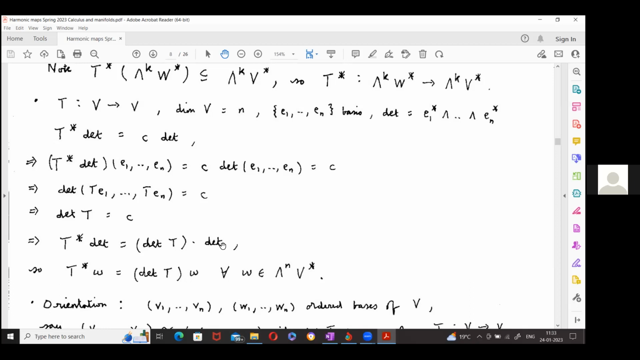So therefore, now since the determinant here, det, is a basis for the space of alternating n forms, that means for any alternating n form omega, T star omega is equal to det T times omega. All right. Is that clear?